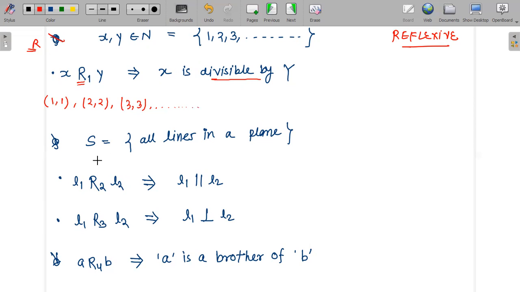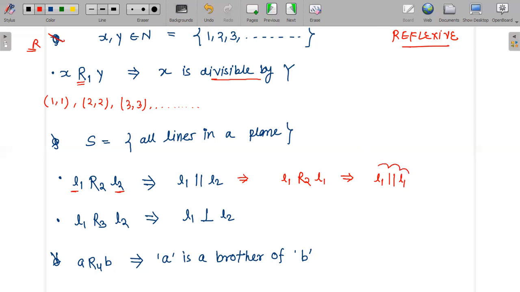Now have a look at another one for more clarification. Set S contains all the lines in a plane. Right now we are talking about two dimensions only. In the first one, line L1 is related to line L2 by relation R2 such that L1 is parallel to L2. For the relation to be reflexive, line L1 should be associated with itself under R2, so line L1 must be parallel to itself.